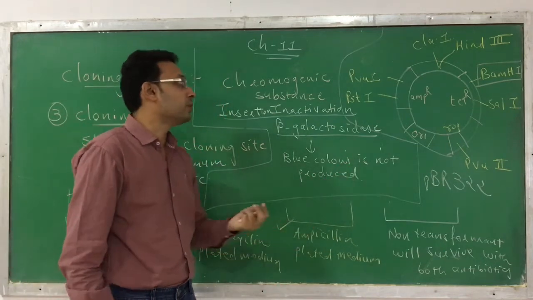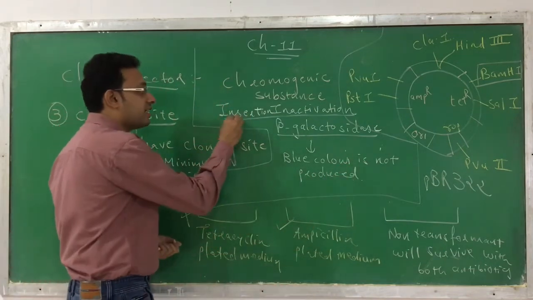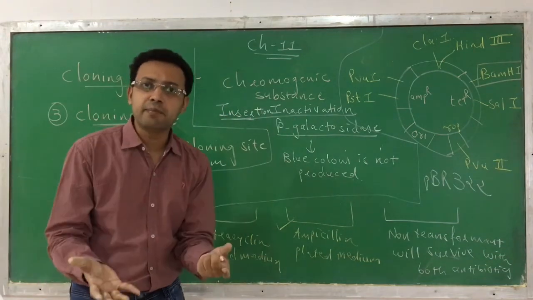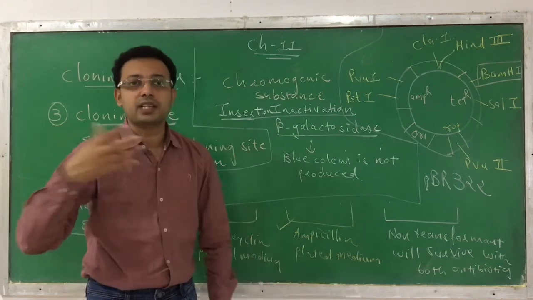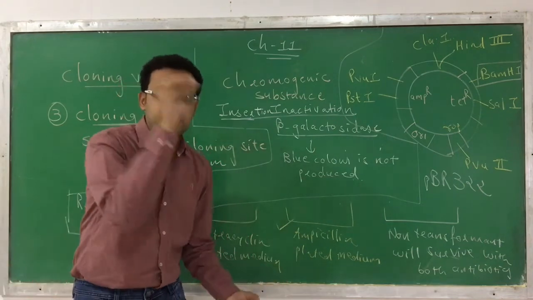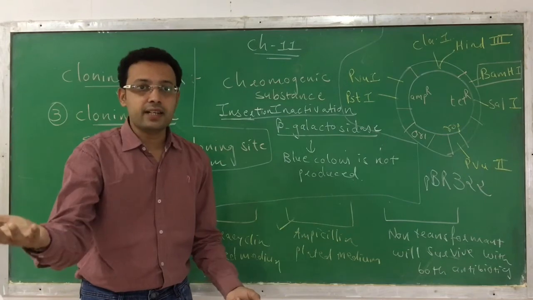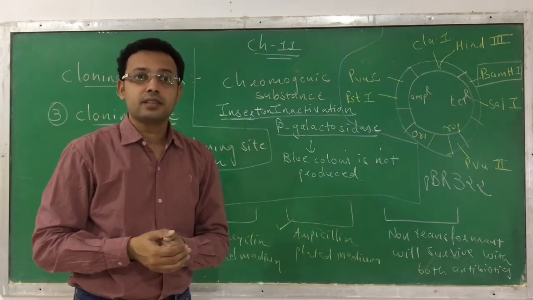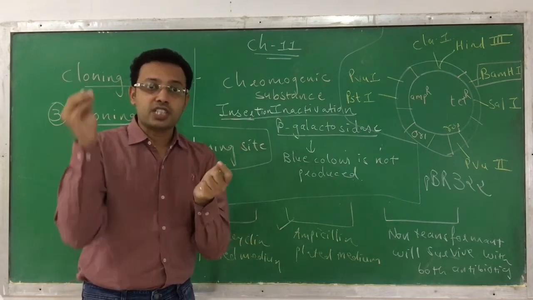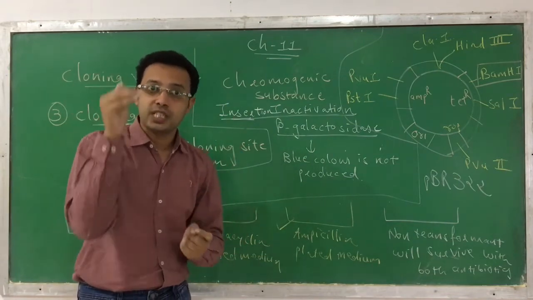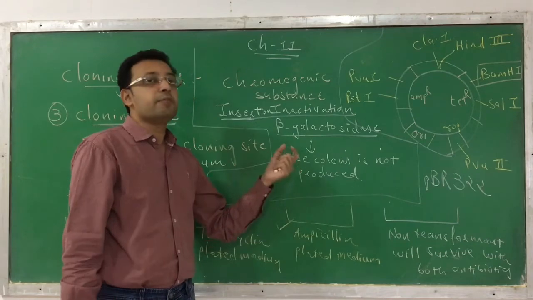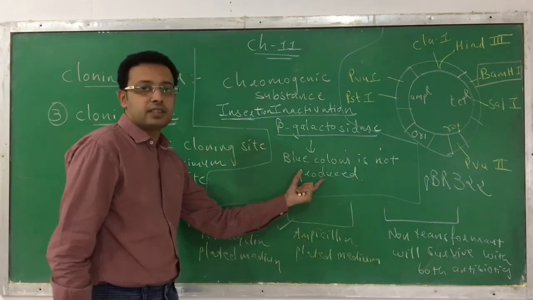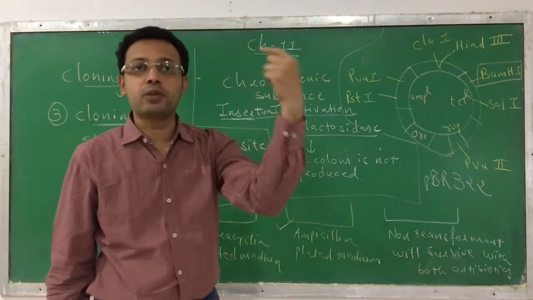not produce blue color. But where there is no change, it is able to produce the blue color, and we can easily identify whether there is blue color or not. Where we have inserted, blue color does not appear, that means a change occurred, it is a transformant. And where we have not inserted, no change occurred, obviously blue color will appear, and that we can also easily identify. So this is an easy method: whether blue color is present or absent.